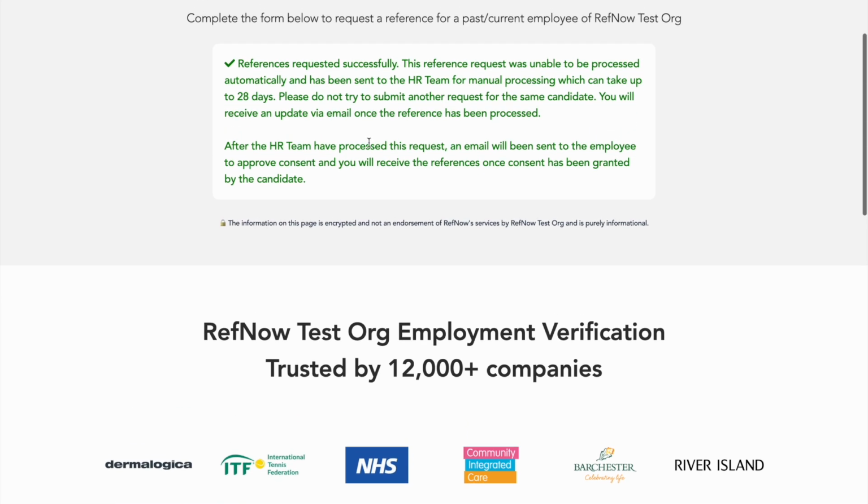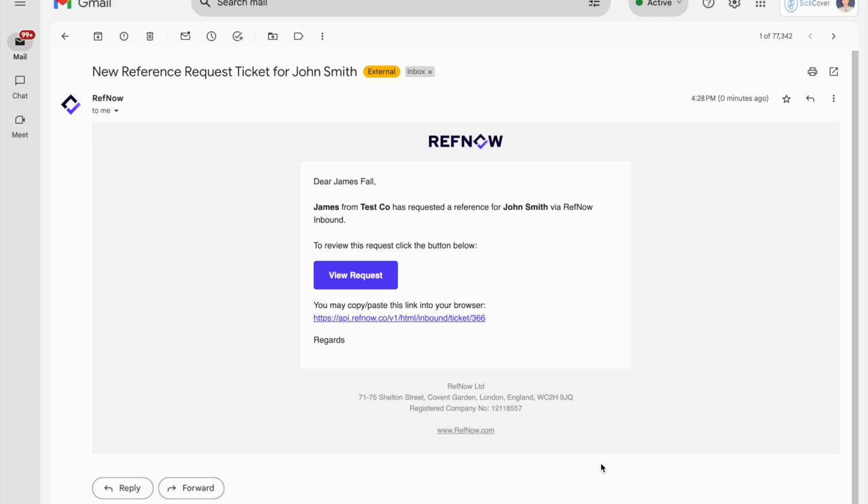Here we can see a confirmation that the request has been completed, which means a ticket is now created in the system, and an email will have been sent to whoever you have set up in the system to receive new ticket emails. Now we can have a look at what that email looks like. It's a very simple email that says a new reference request has been requested, and there's a link to view that request.